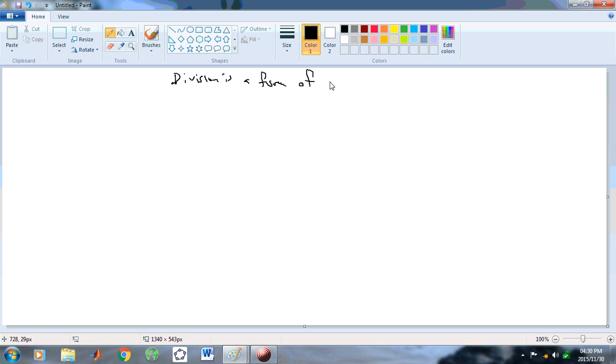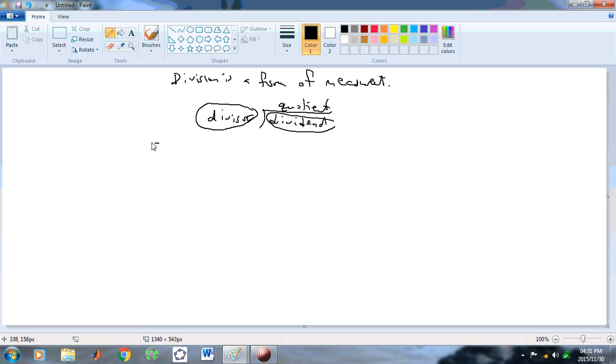Form of measurement. Okay, so now what we have is a divisor on this side of the bracket, a dividend, and a quotient, and if need be a remainder, if there is a remainder. And the divisor can be any linear combination, and so can the quotient, and so can the dividend. They can be any linear combination that you wish.